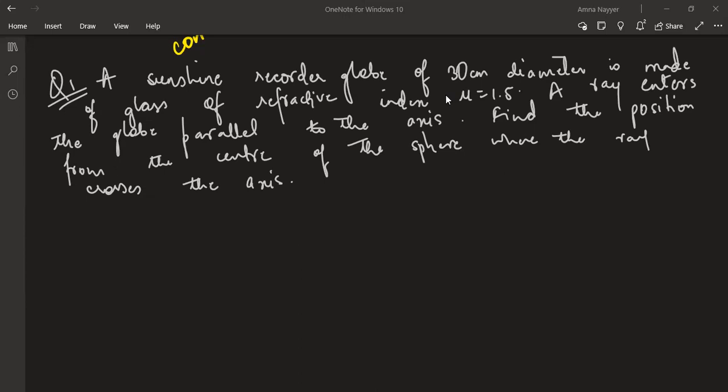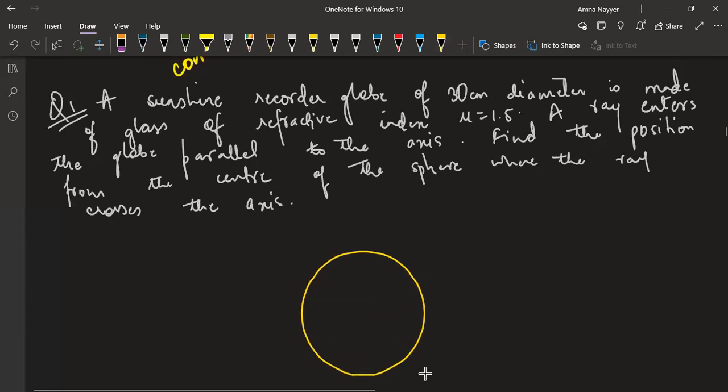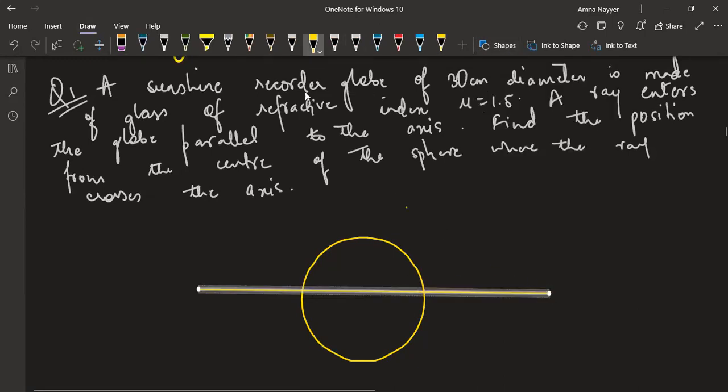This is made up of glass of refractive index 1.5. A ray enters the globe parallel to the axis. So a ray of light enters parallel to the axis, this is parallel to the axis. So it means the ray of light has entered this globe somewhat like this. All right. Now see what will happen.